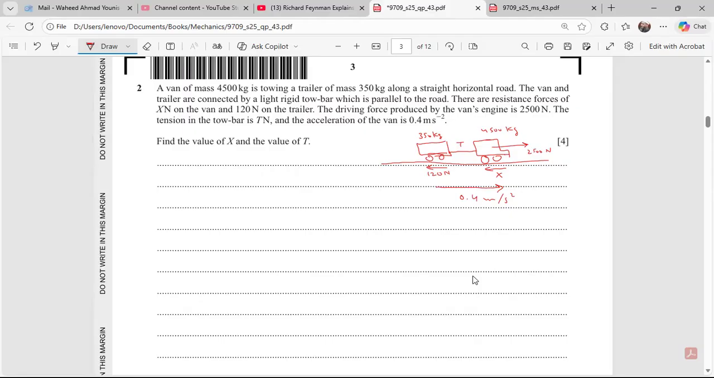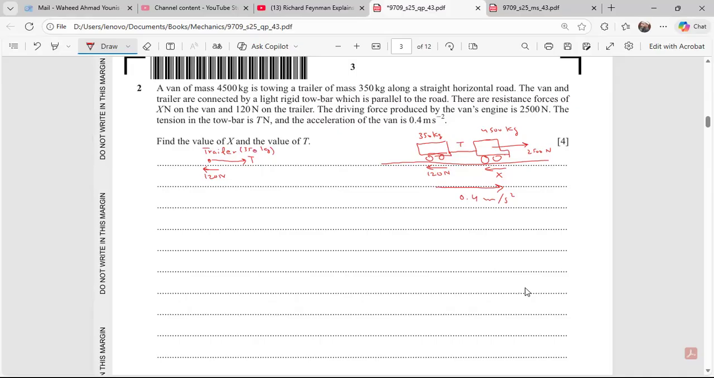Okay, so let's analyze this problem. Well, I need the free body diagram for this trailer first. So this is my trailer. This tension in the rod is T, which is pulling it basically. And the frictional force, which is 120 Newton. And the mass of this trailer is 350 kg.